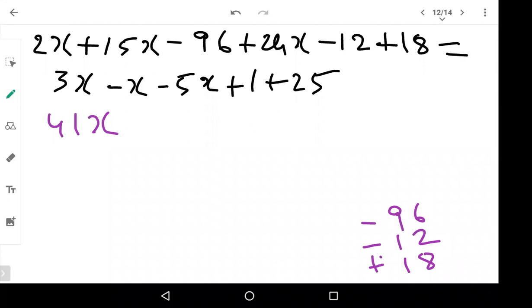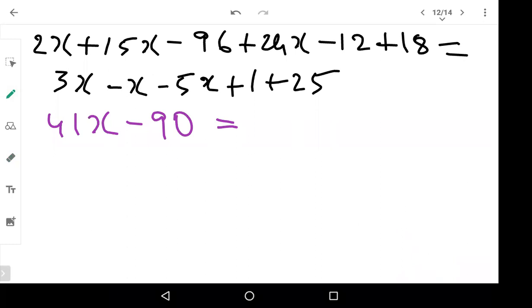90 plus 90 minus 90. Next is equal to. Now let us see on the right hand side. Now right hand side we have 3x minus x minus 5x. Okay. Minus x is nothing but minus 1. So 3 minus 1, 4.